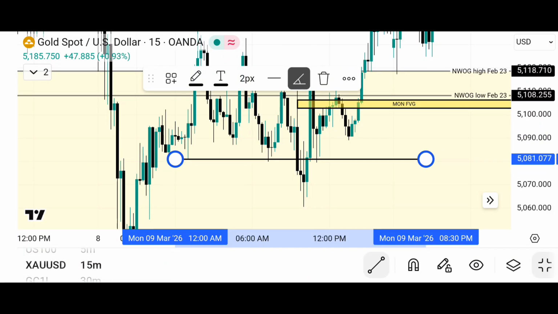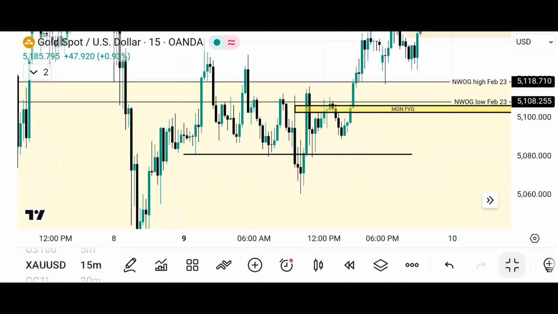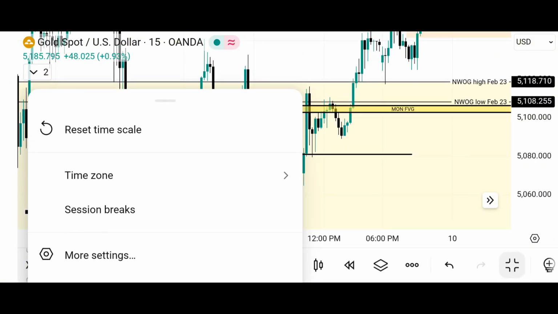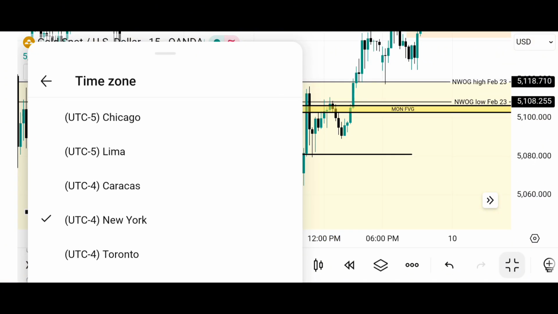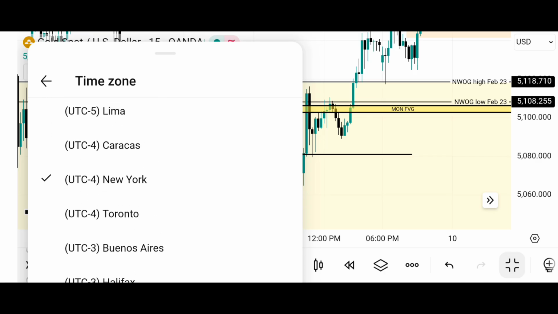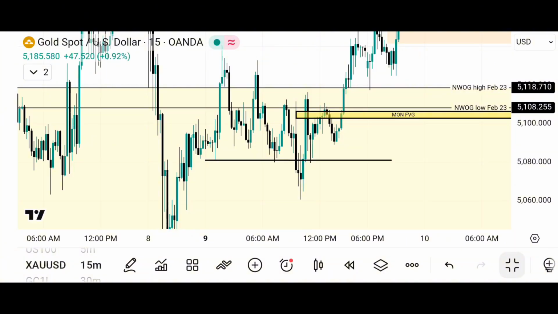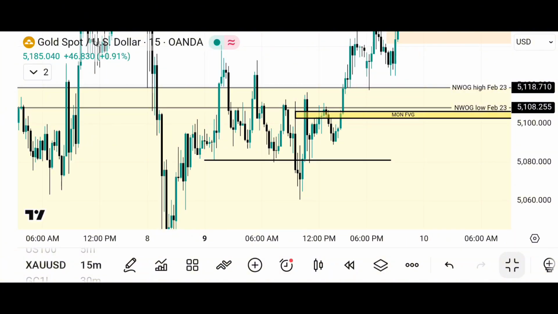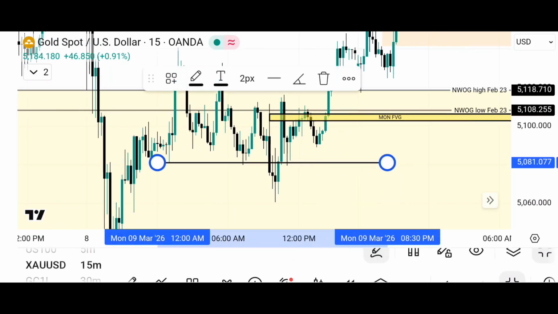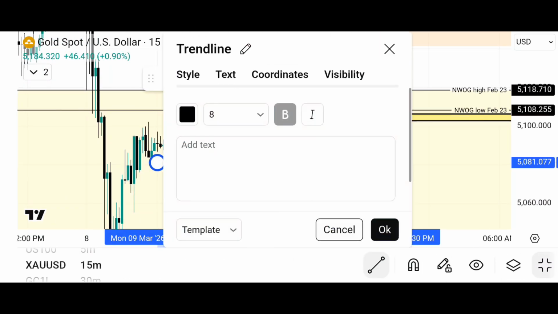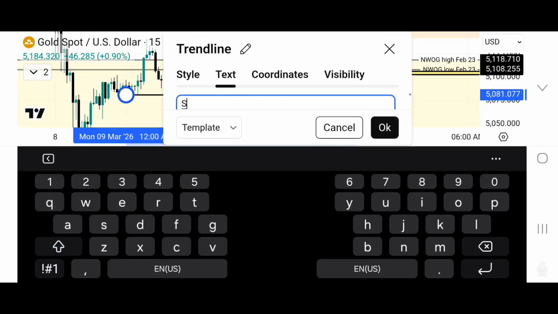This is a 15-minute time frame, by the way, and I believe your time zone should be set to New York time zone. That's the one I normally use. That's the time zone ICT Michael Huddleston also uses. If you follow Michael Huddleston, you know this. So below these lows, price is taking out our sell side liquidity.